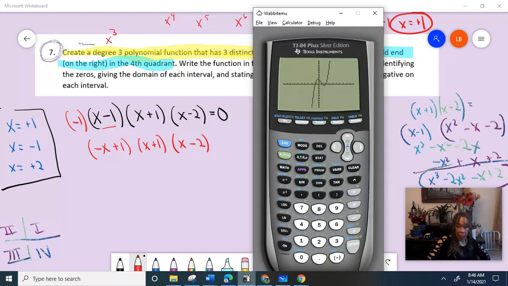So I'm going to call back Wabbit, and I'm going to go to y equals, and I'm just going to insert a negative there. There is an insert button on your calculator. Second, delete, make that negative, and then this should be positive. And then when I graph it, there we go. This thing ends on the right in the fourth quadrant. So I've done what I needed to do. My solutions are still the same, and I have created my third degree polynomial.